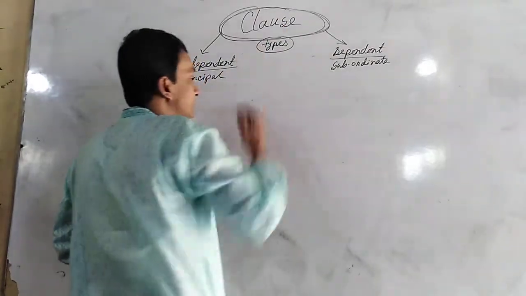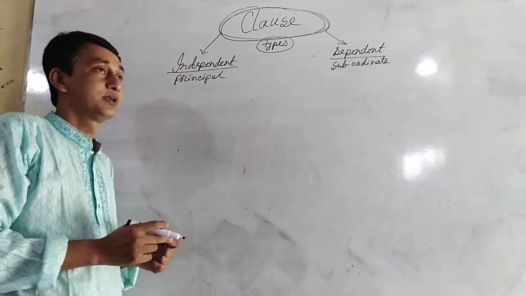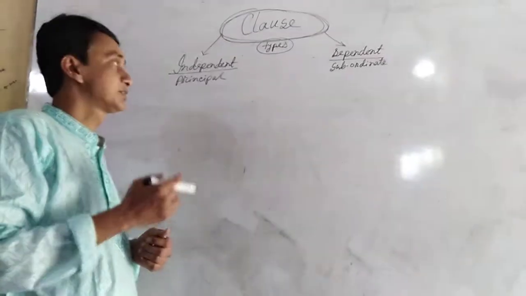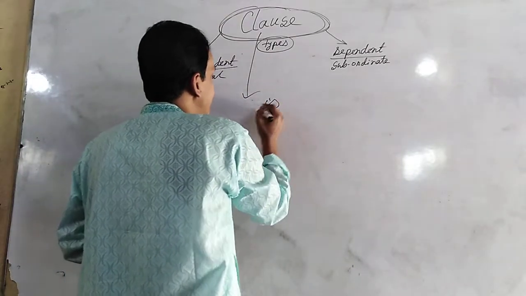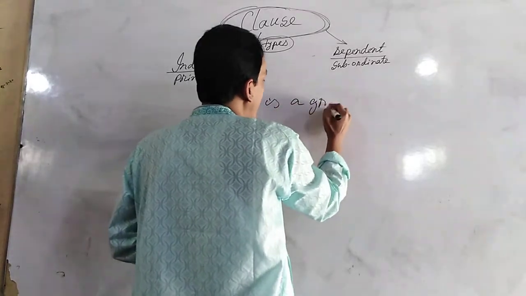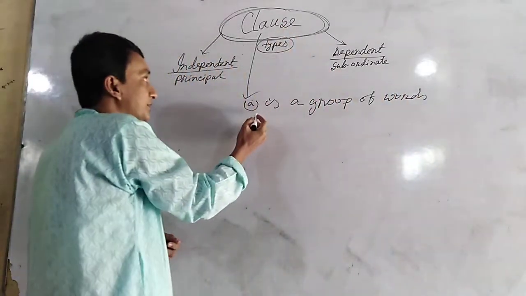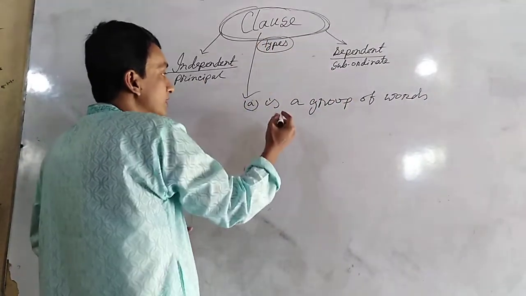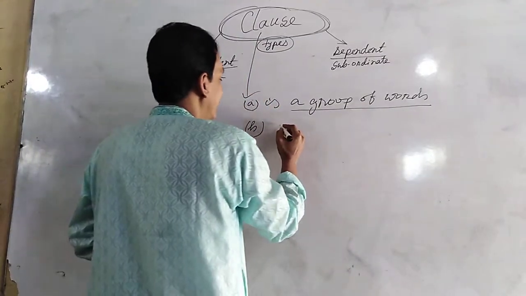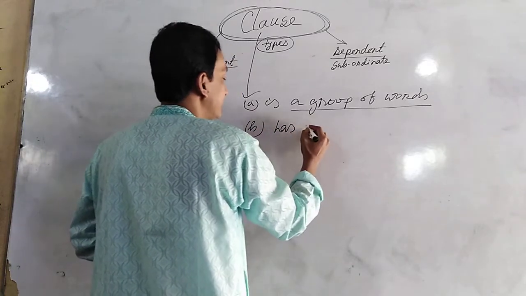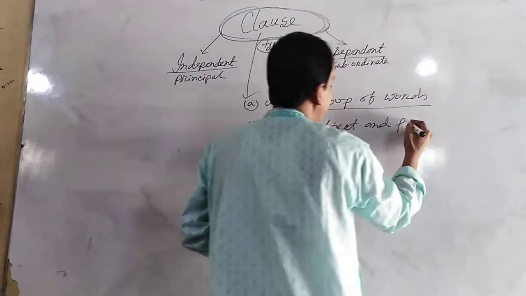A clause has some characteristics. If we want to define clause, from the definition of clause, we will get some characteristics. A clause is a group of words. First characteristic of a clause is a group of words. Secondly, it has subject and predicate.